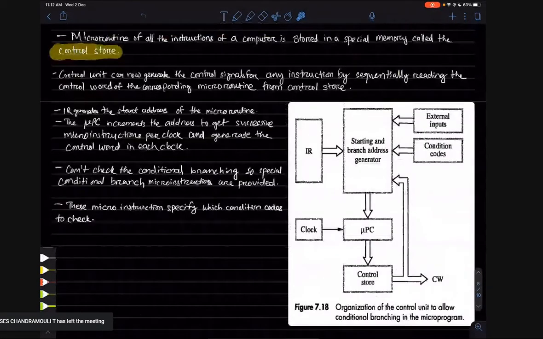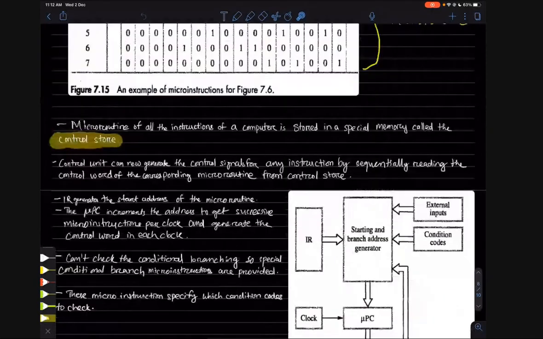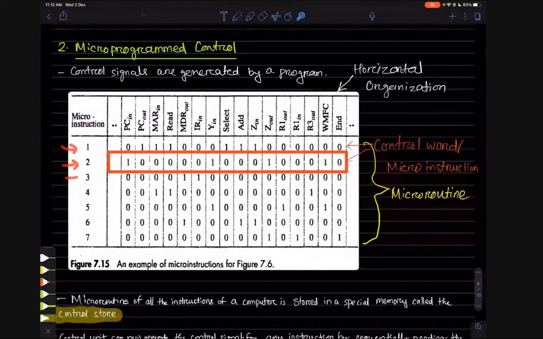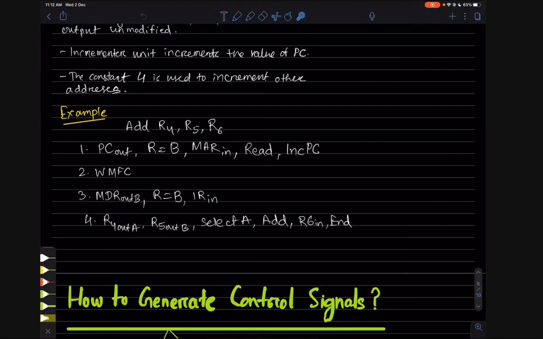After generating the starting address, it will be given to the micro program counter. The micro PC is a counter. It is like the PC value, but it is not the same PC. It is the micro program counter, a separate PC value for these micro instructions. One PC value will be there for normal instructions. This is the normal instruction, it will be executed, and the PC will point to the next instruction after this instruction.